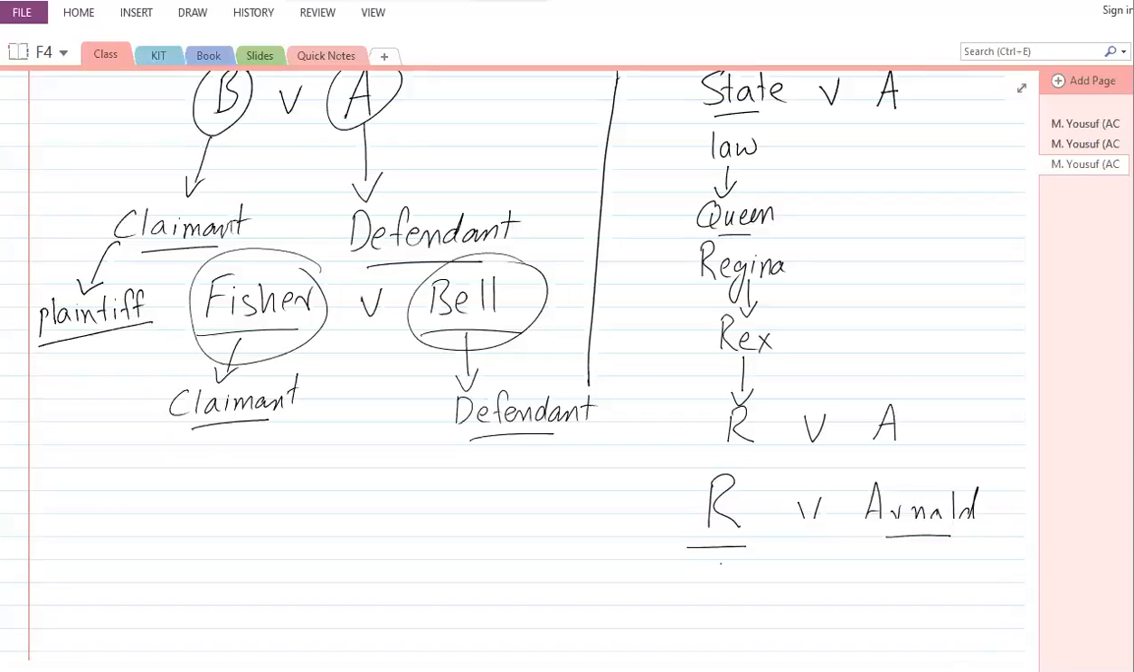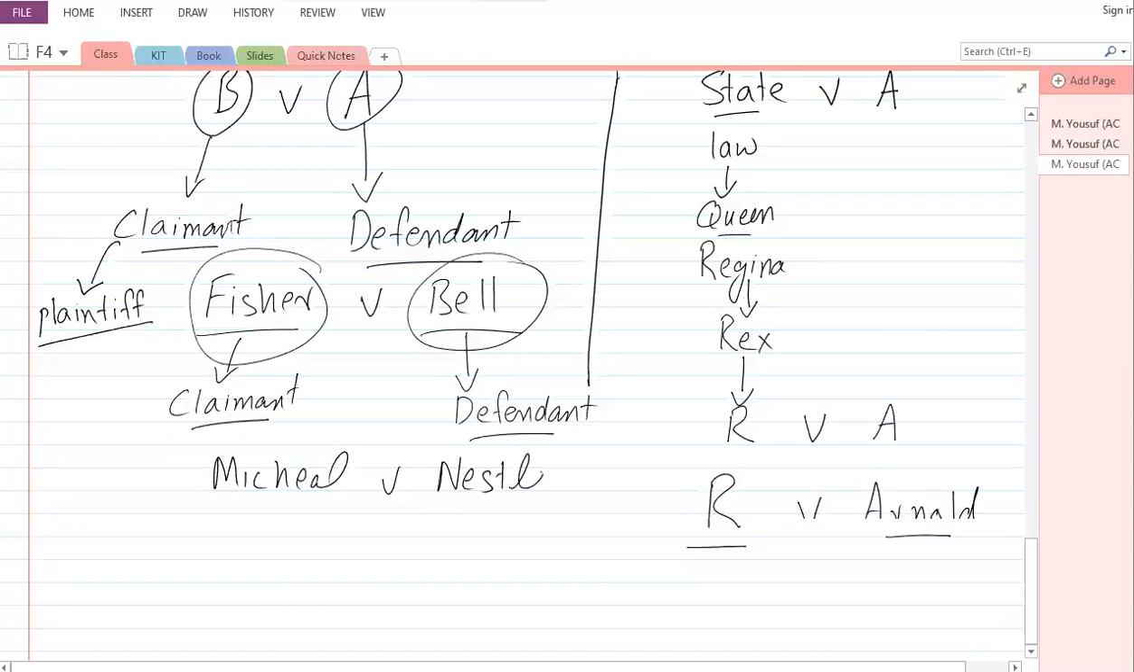So we can judge a case by its name. For example, there is a case called Michael versus Nestle. So this is a civil case. Mr. Michael has sued Nestle for compensation for the loss of property. So this is a dispute between two parties, Michael versus Nestle. There is no R involved, there is no state involved.